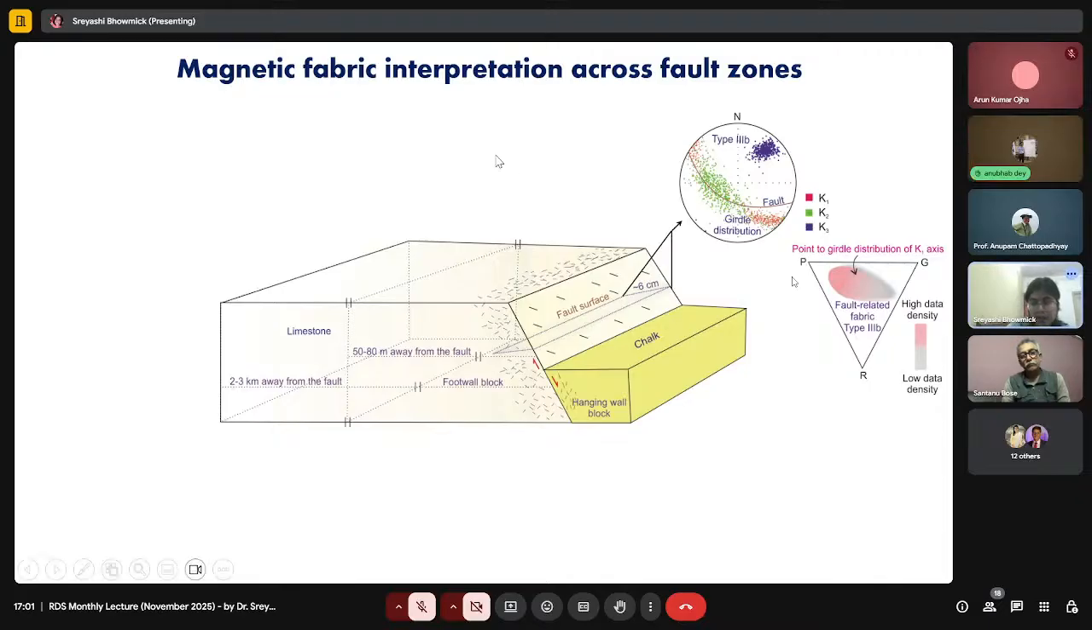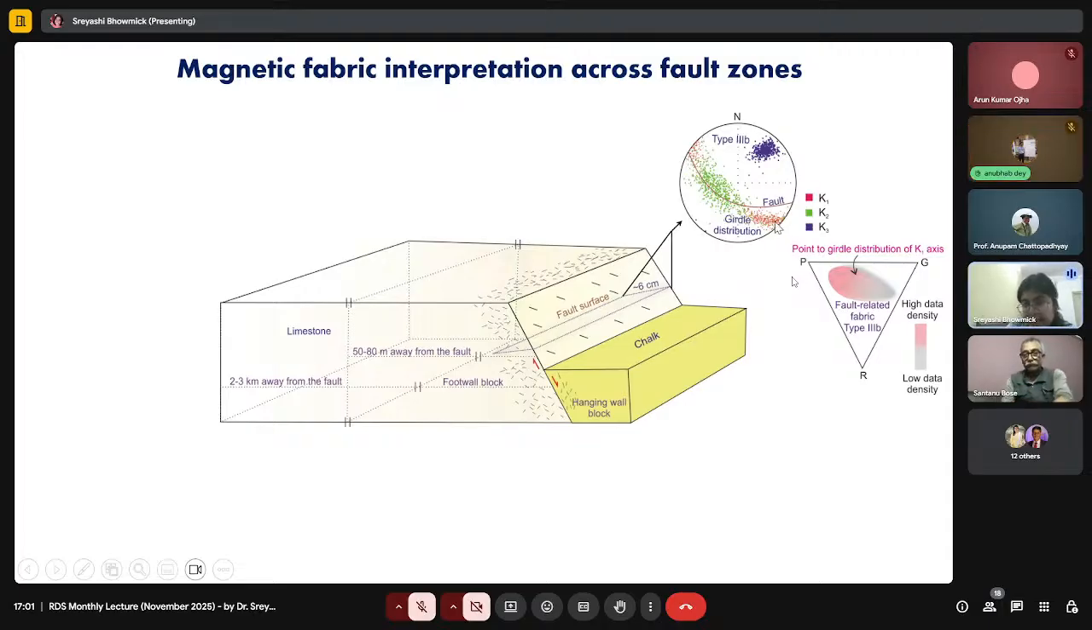Okay. So basically, we are looking at the distribution of the K1, K2, K3 axes, right? And when I discussed the AMS ellipsoid, I showed you how the K1, K2 axes actually represent the magnetic foliation. Could you understand that part, or should I go back? No, that's fine. Okay. So if this K1, K2 is basically my XY plane, then this distribution will represent my fault surface, right? Yes, so that is what I'm trying to say.